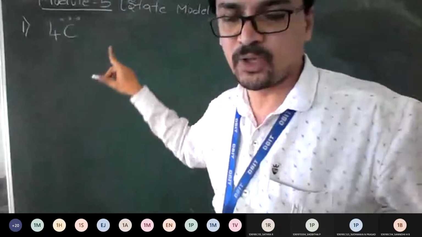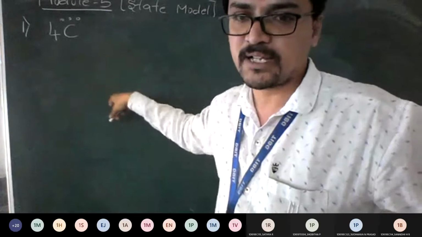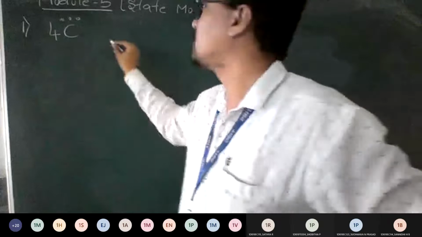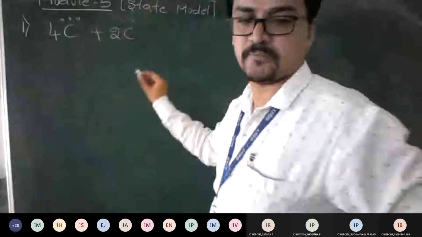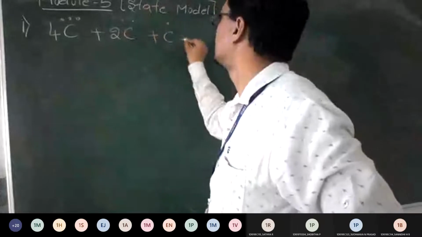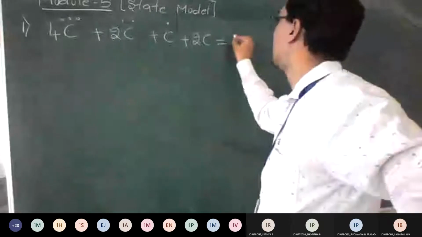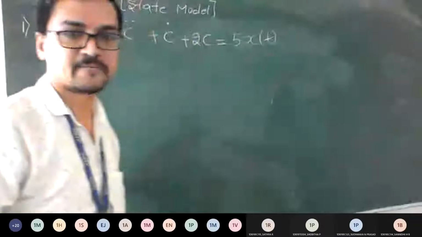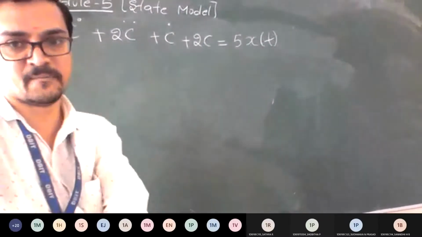4c triple dot. See, however the question is, according to that you should play. So don't blindly put x, y, z. According to the question, you should work with the corresponding state variable. So c triple dot plus 2c double dot plus c dot plus 2c equals 5x of t. This is the question. Is the question visible, written by everyone?